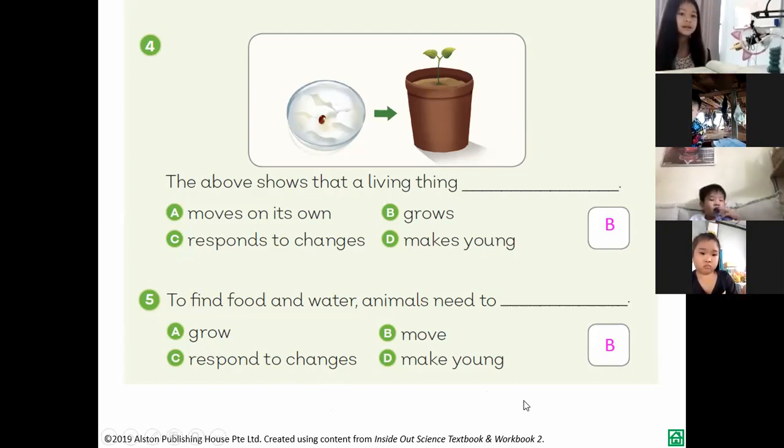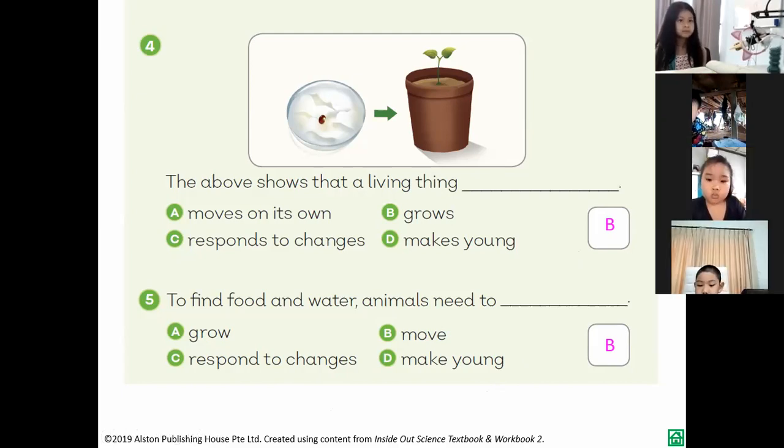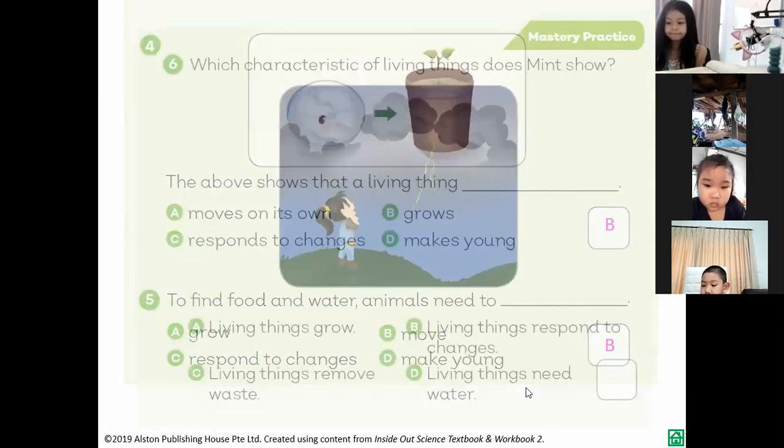Okay. Move. Of course, listen, class. If you're hungry, if you're thirsty, you have to move. You have to walk and grab some food. Yes or no? So you have to move to find food. Okay. Next, number 6.